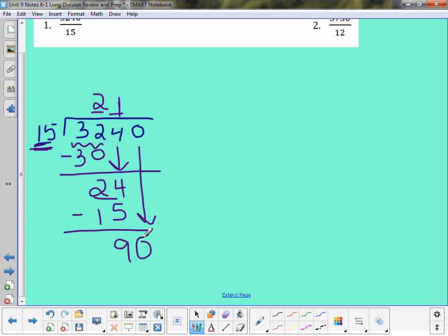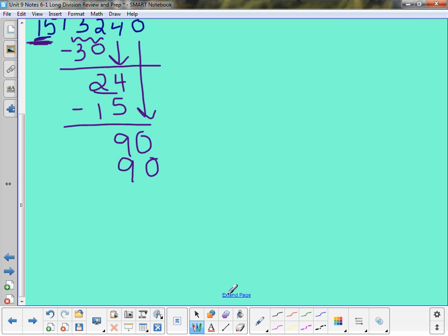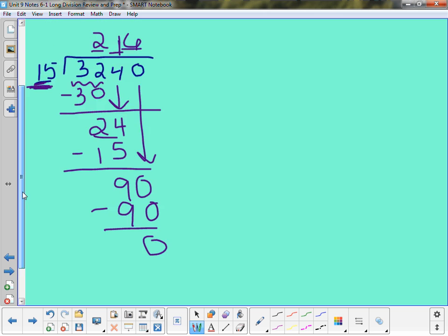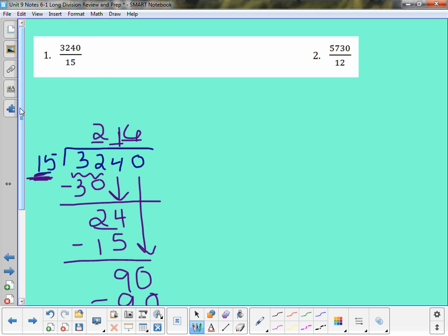So now I'm going to bring that 0 on down. So I'm asking myself, how many times can 15 go into 90, sorry. Sometimes I just start by dividing. So 90 divided by 15 is actually 6. So 15 goes into 90 6 times. So I take 15 times 6, and we're going to subtract those, and we get a remainder of 0, which is good. So that means that our answer to this one is 216.